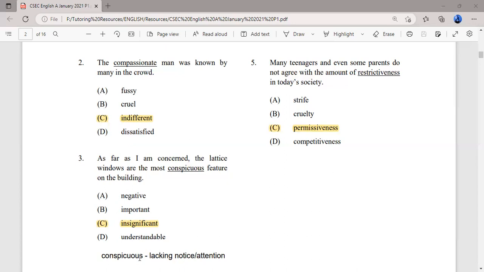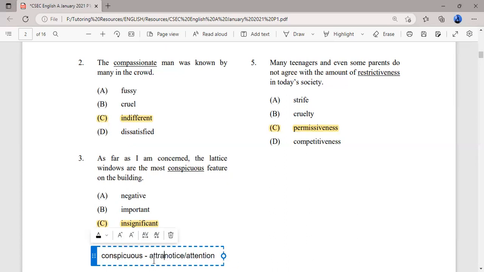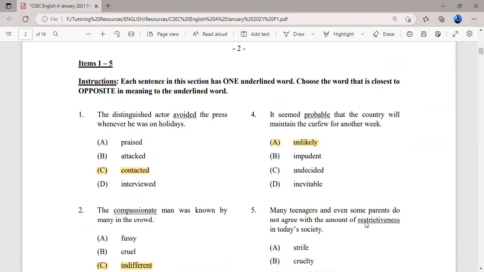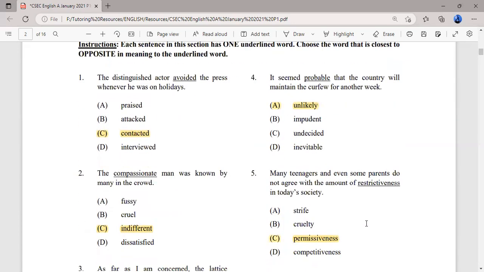This is supposed to be attracting notice and attention, so let me change that. Attracting notice and attention. All right, number 4. It seemed probable that the country will maintain the curfew for another week. We have A, unlikely; B, impudent; C, undecided; D, inevitable. Just from common sense, we know that the other 3 options cannot be the answer. So the answer is unlikely, A.